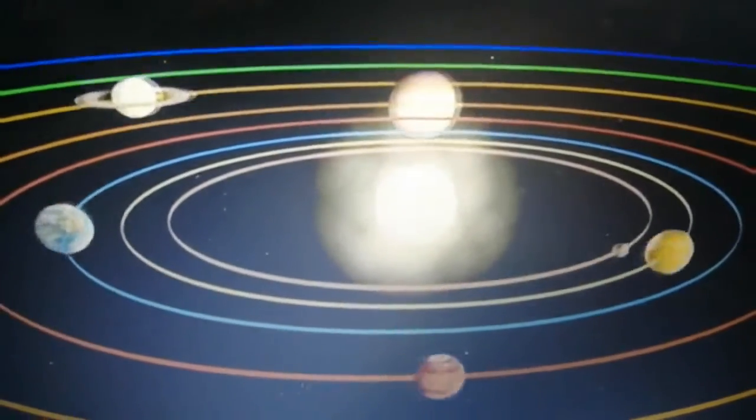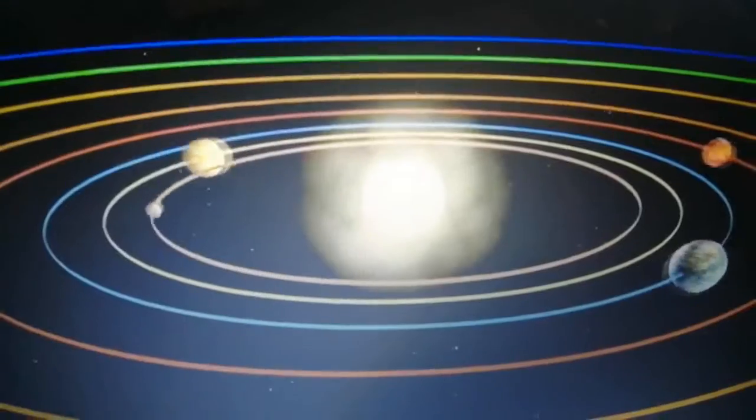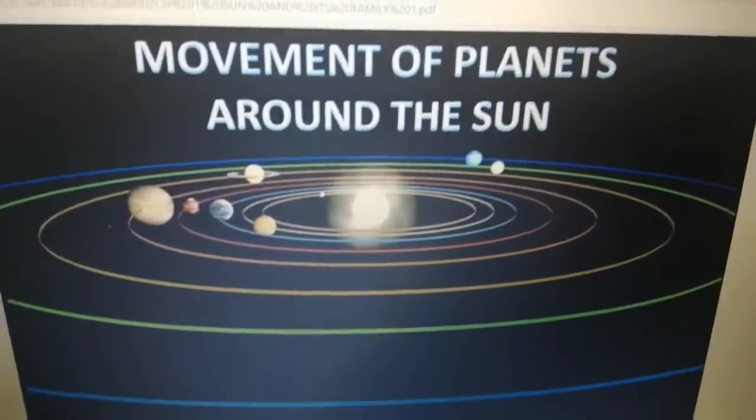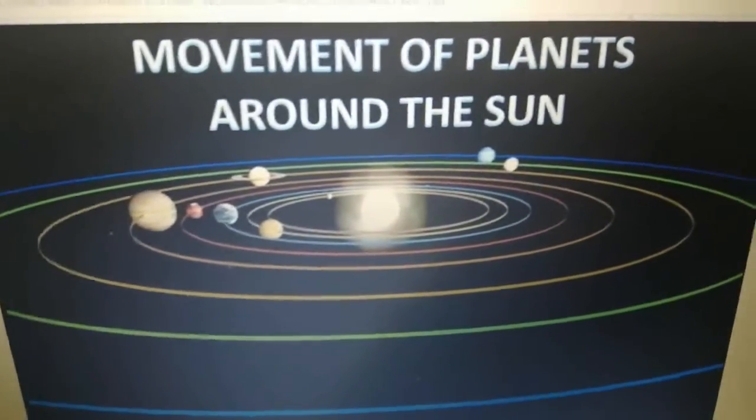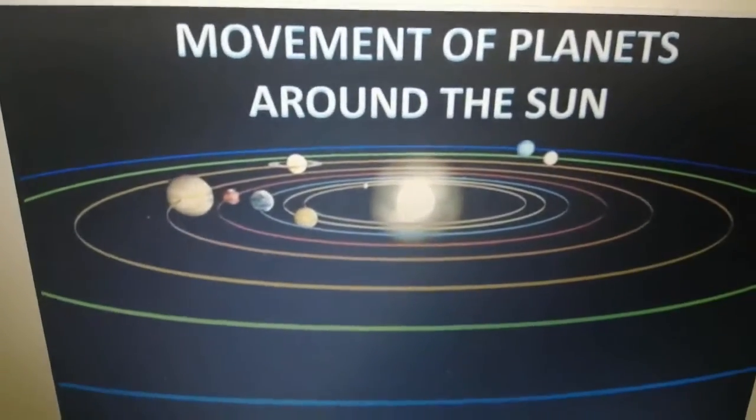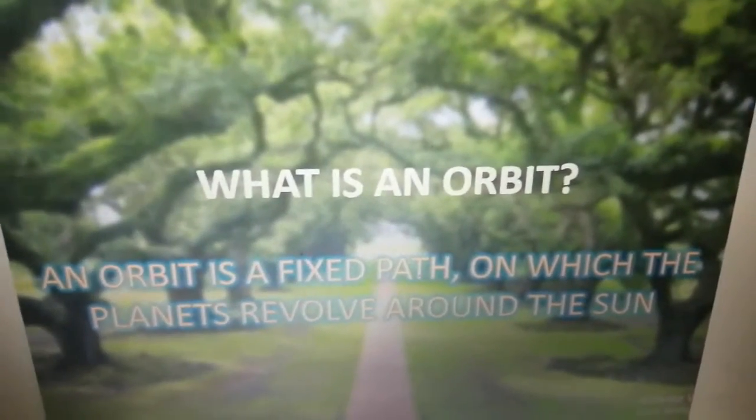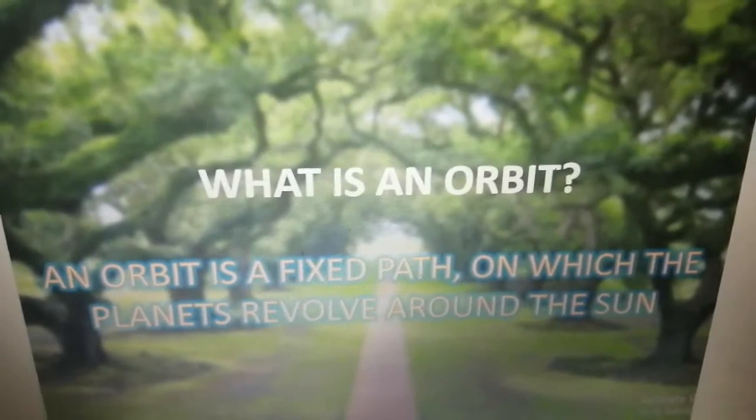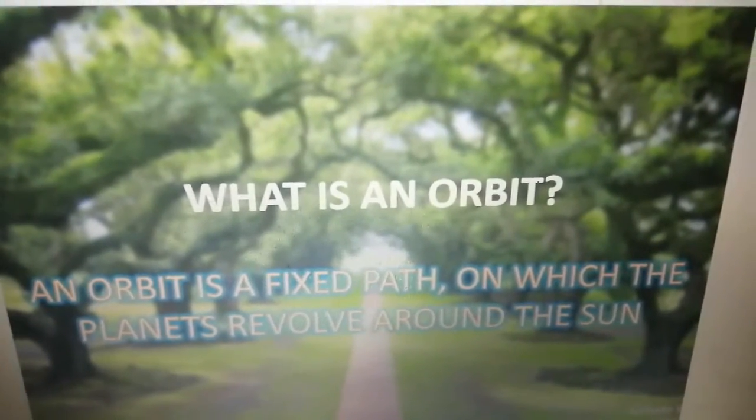Yes, these paths are called orbit. So again, we come to a new term, orbit. So what is an orbit? An orbit is a fixed path on which the planet revolves around the sun.